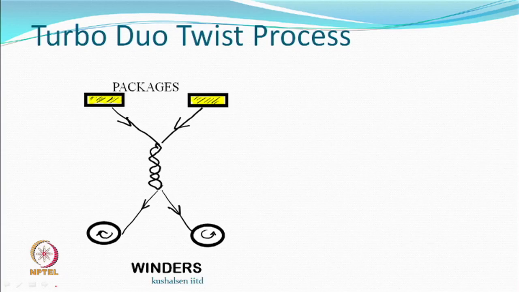This process is called the turbo duo process. What this process is doing is, there are two packages, package number 1 and package number 2, which are the untwisted, untextured feed yarn, and then you want to texturize them. But before you texturize them, you must twist them. So, take one yarn from here, take the other yarn from here, give some pre-twist by any method.